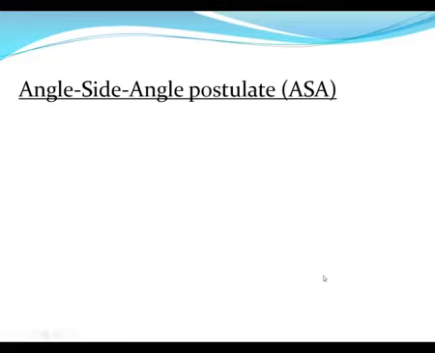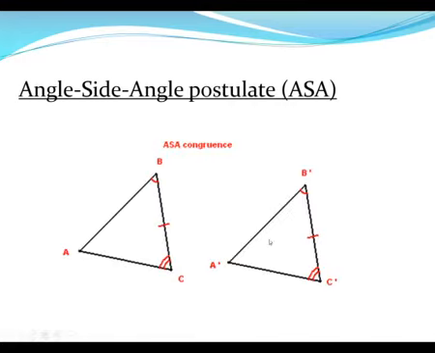Okay, so the next postulate we're going to talk about is the angle side angle postulate, or the ASA postulate. What this says is, if you have an angle, and then a side, and then an angle that is congruent in the same manner in a different triangle, that is enough information to show that your two triangles are congruent, which is pretty cool.